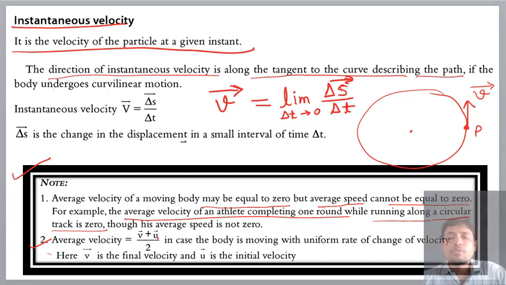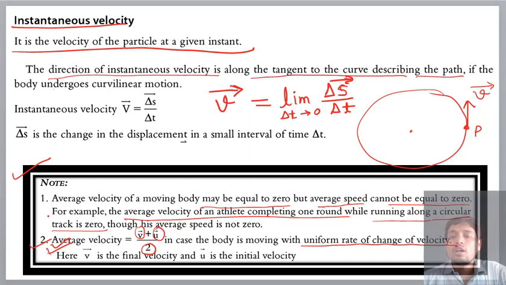Average velocity can also be calculated by the final velocity plus initial velocity upon 2. But in this case, the body should move with a uniform rate of change of velocity. If the body is moving with a uniform rate of change of velocity, then we can apply this formula. Otherwise, you cannot apply this formula. Your answer will not be correct. But if you have a uniform rate of change of velocity, then you can apply this formula.